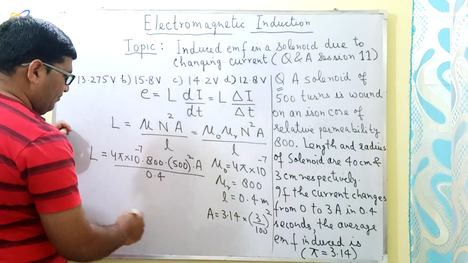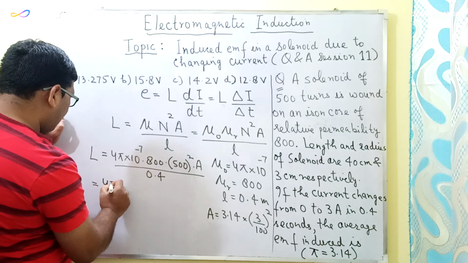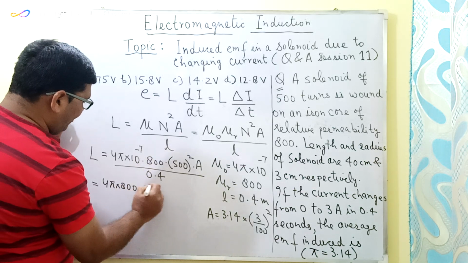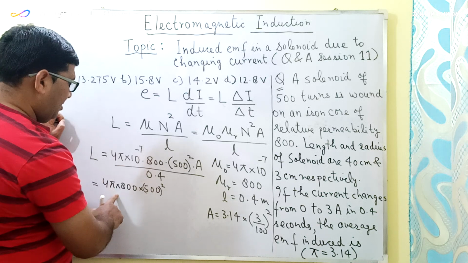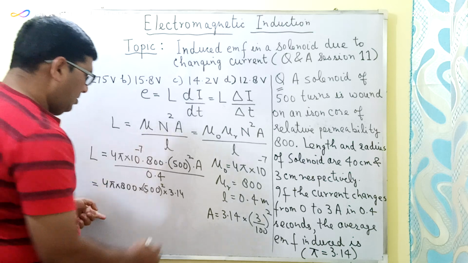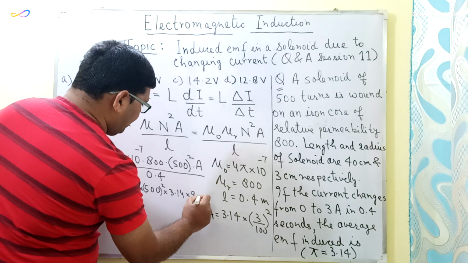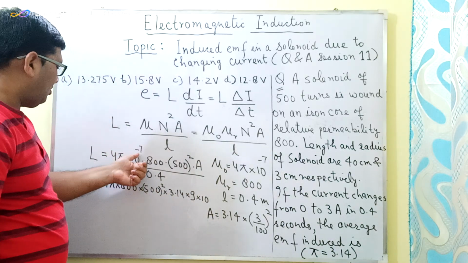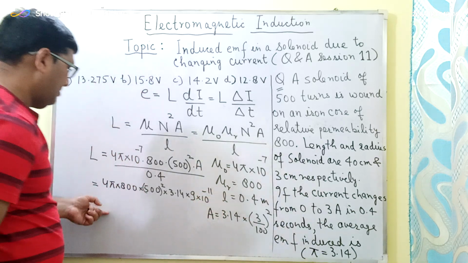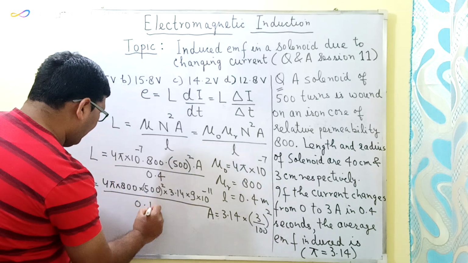Now L can be written as 4 pi into 800 into 500 whole square into 3.14 into 9 into 10 to the power minus 4, and here there is also minus 7. So minus 4 and minus 7 will be equal to minus 11, divided by 0.4.